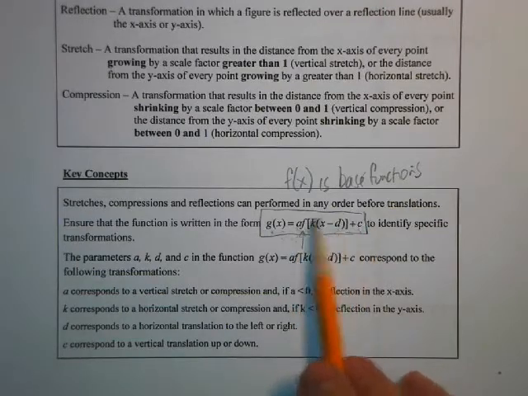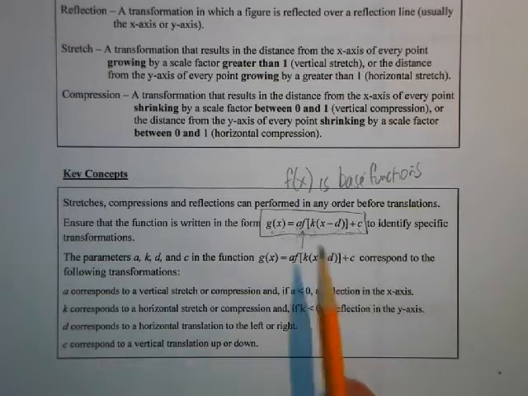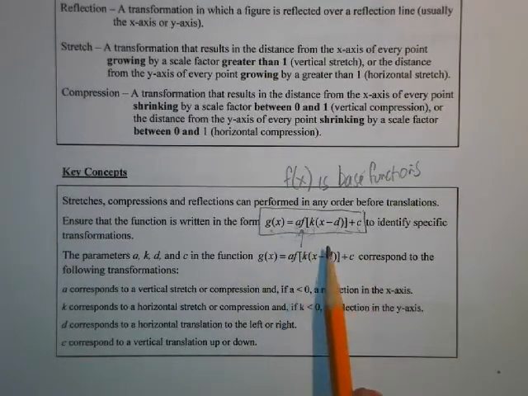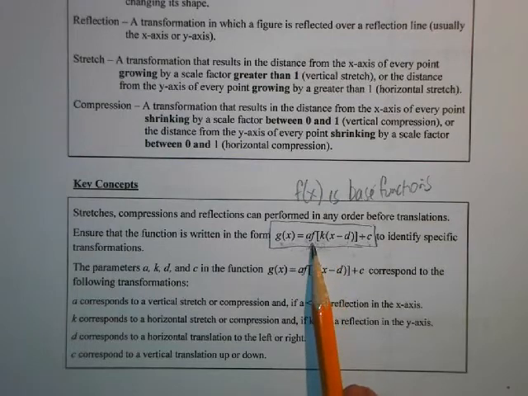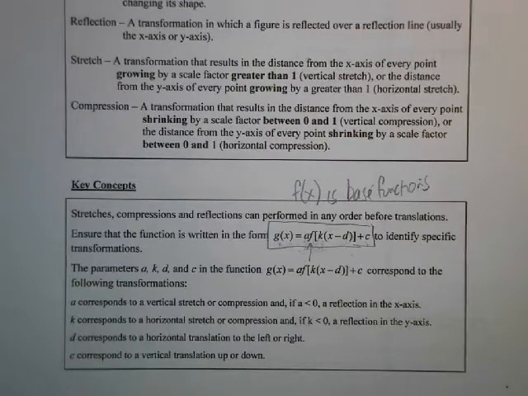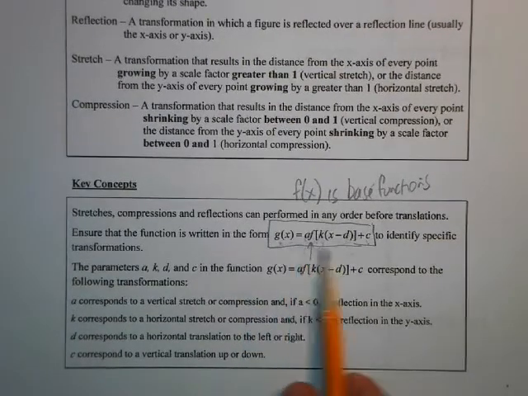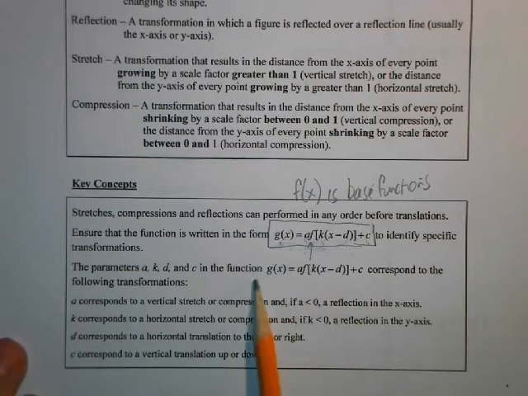So anytime you have an equation and you want to figure out how to graph it, we need to pull out the values of A, K, D, and C. And once we have those, and once we have the base function, we're golden, because we can then apply the transformations to the original base function. Okay.